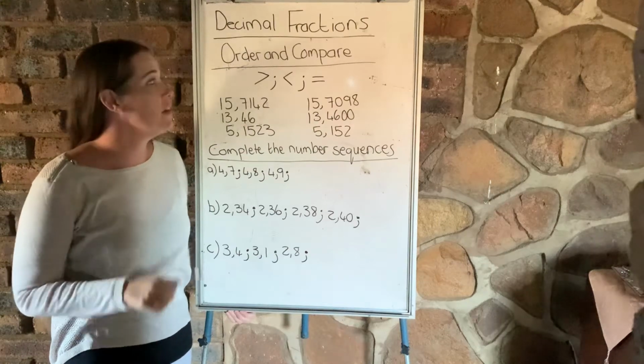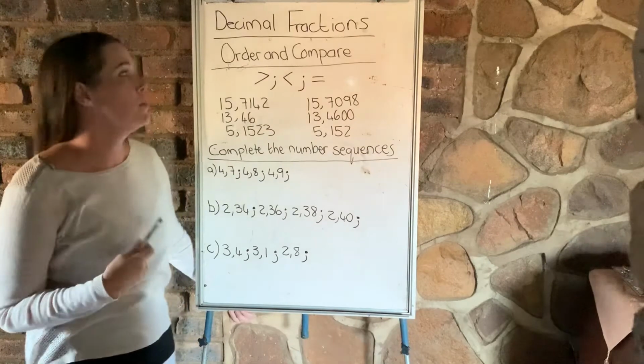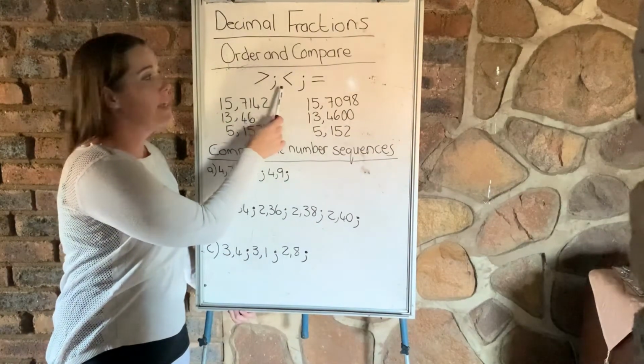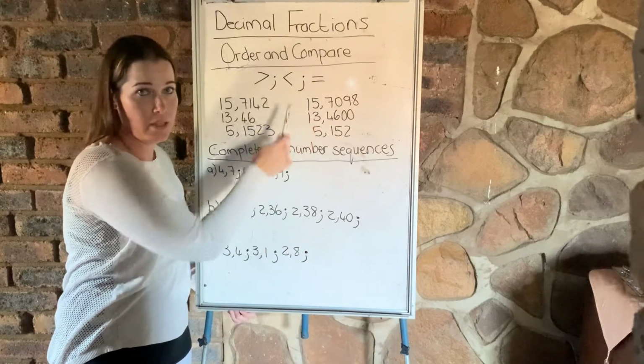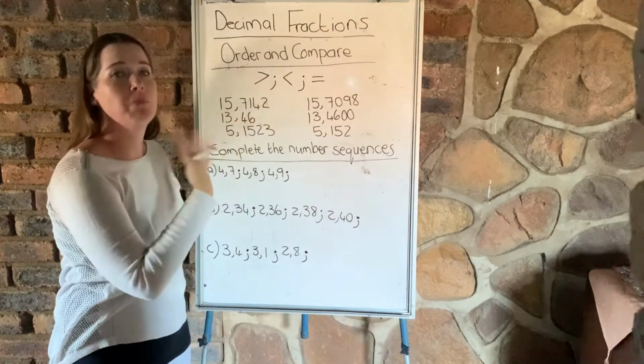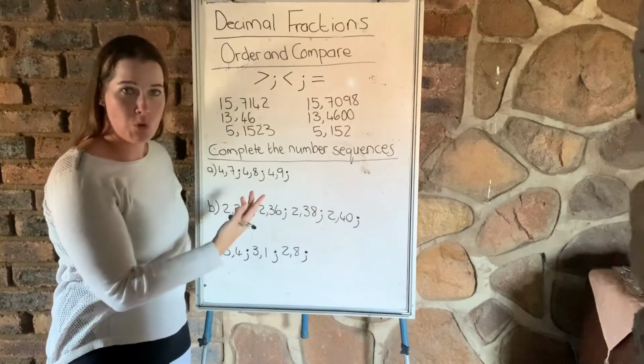Hi guys, we are now going to look at ordering and comparing decimals. Now remember, when we compare decimals, we can use a greater than, less than, or equal to sign. Remember these two signs: the big side of the mouth goes to the bigger number and the smallest side of the crocodile's mouth goes to the smallest number.